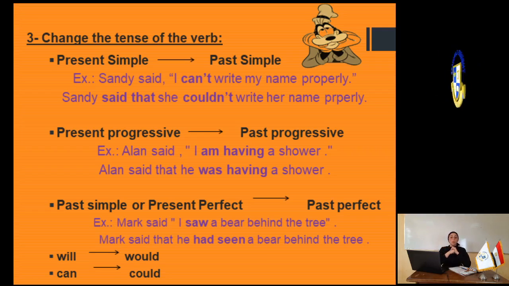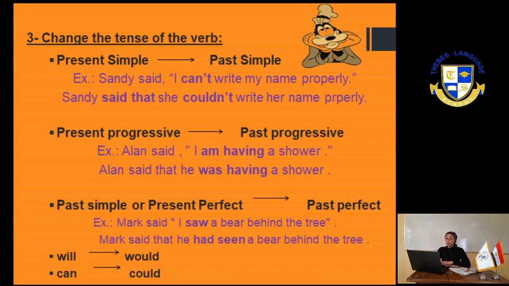The fifth and the most important step, change the tense of the verb. We are not changing the tense of the verb according to what we want. Of course, this is not logical. We have rules. So let's see according to which rules we are going to change the tense. Number one, if the direct sentence was in the present simple tense, in this case you are going to use the past simple tense in the reported speech. How? Let's see. Sandy said, "I can't write my name properly."